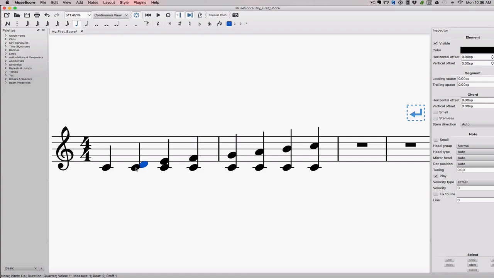Interval class 3 is our minor third and a major sixth. So not that, because that's a major third. But here's a major sixth, which would invert to a minor third. So this is interval class 3. This is considered an imperfect consonance.